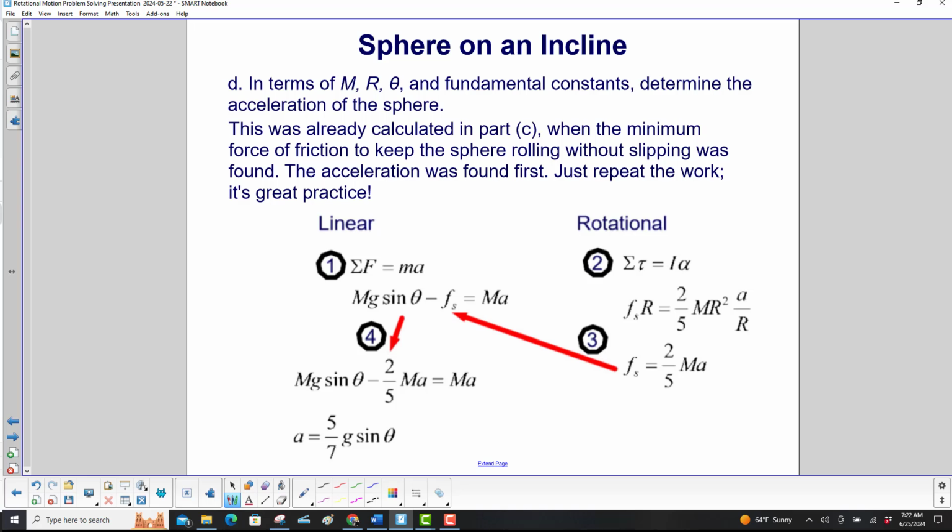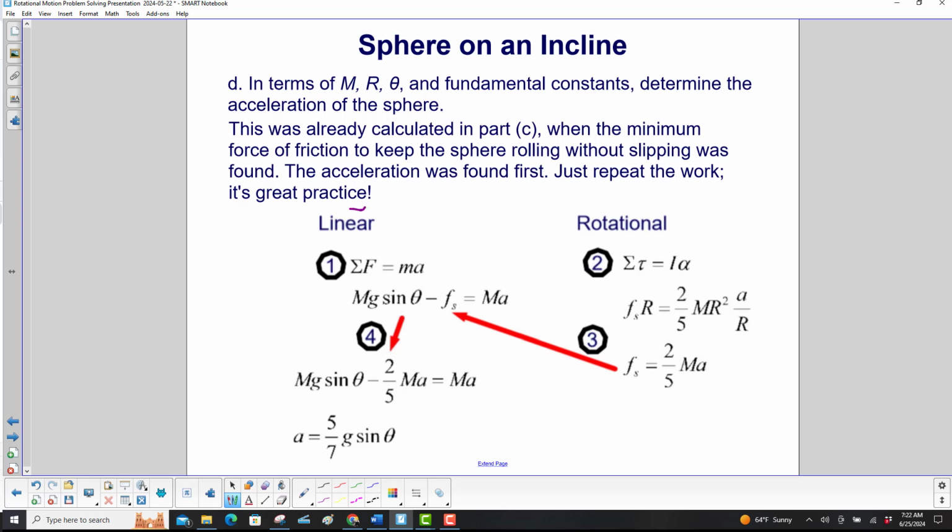Determine the acceleration of the sphere. Actually, parts C and D are backwards. You should calculate the acceleration first and then find your force, but that's okay. We're going to do this again. It is very good practice.